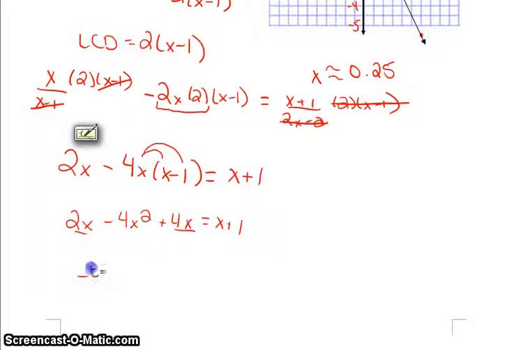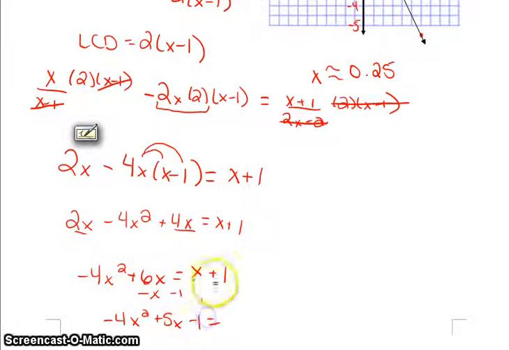So we have negative 4x squared, and 2x plus 4x is 6x, is equal to x plus 1. Then I'm going to move everything over to one side, so we're going to subtract x and subtract 1. So we have negative 4x squared, 6x minus x is 5x, minus 1, and because we subtracted, this will become 0. I'm going to continue writing this up here.